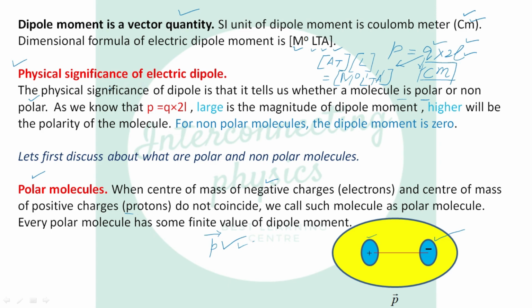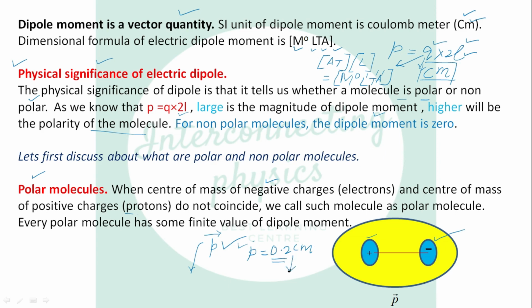So what does this tell us about the physical significance of electric dipole? We know that p equals q into 2L. So the larger the magnitude of dipole moment, the higher will be the polarity of the molecule. Suppose the dipole moment of this molecule is, let us say, 0.2 coulomb meter. So it has some finite value.